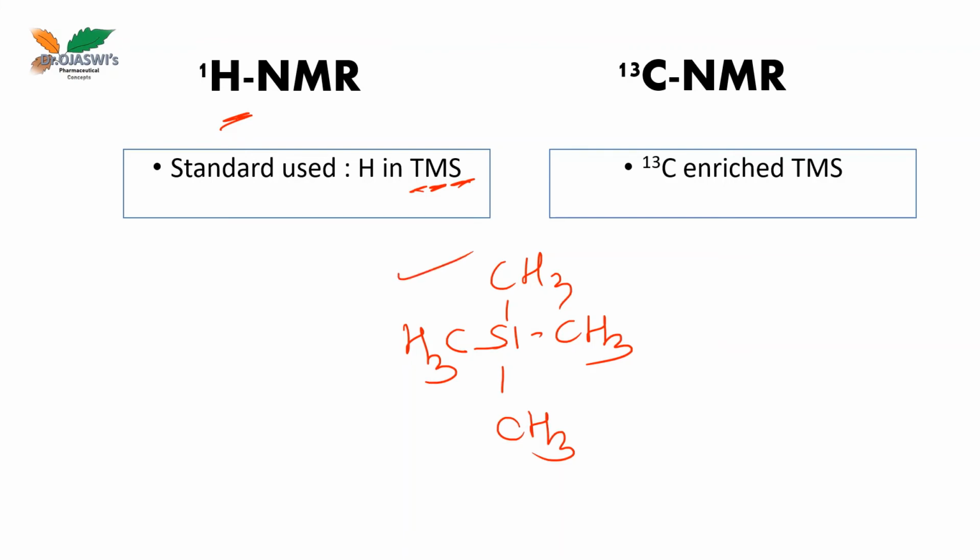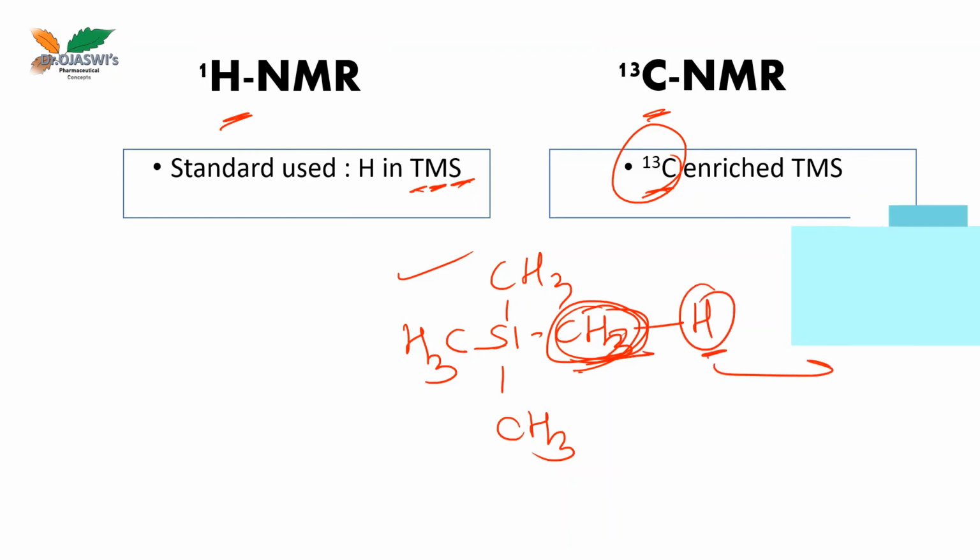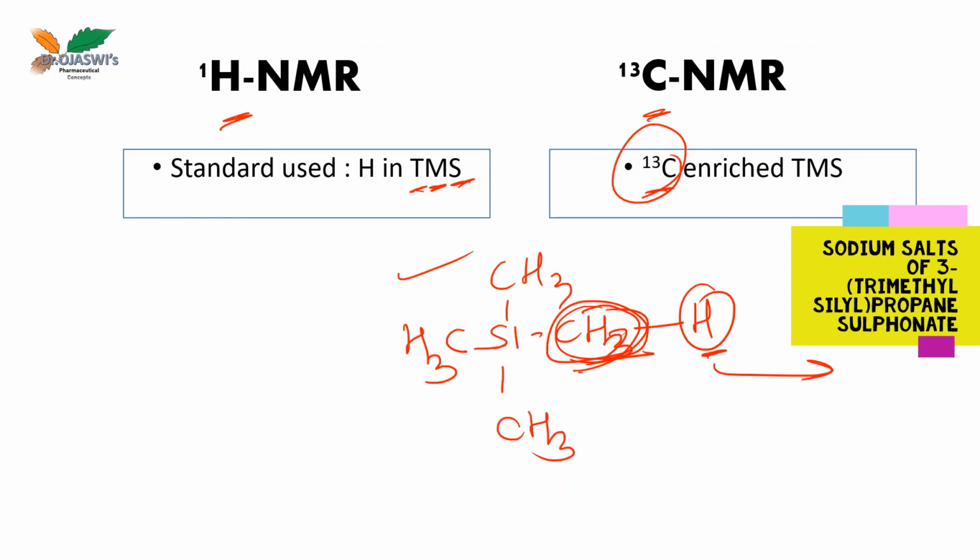this compound. In case of C13, it could be 13C enriched TMS, but yes, we know that its natural abundance is very low. So we just have to remember that in NMR spectroscopy, this is the compound which can be used. Again, with respect to the solubility of your compound, there is an alternative also available, where this particular group is removed, or one of the hydrogens here, CH2H, is removed and replaced, so that a salt form can be prepared and the water soluble compounds can be dissolved in that internal standard.